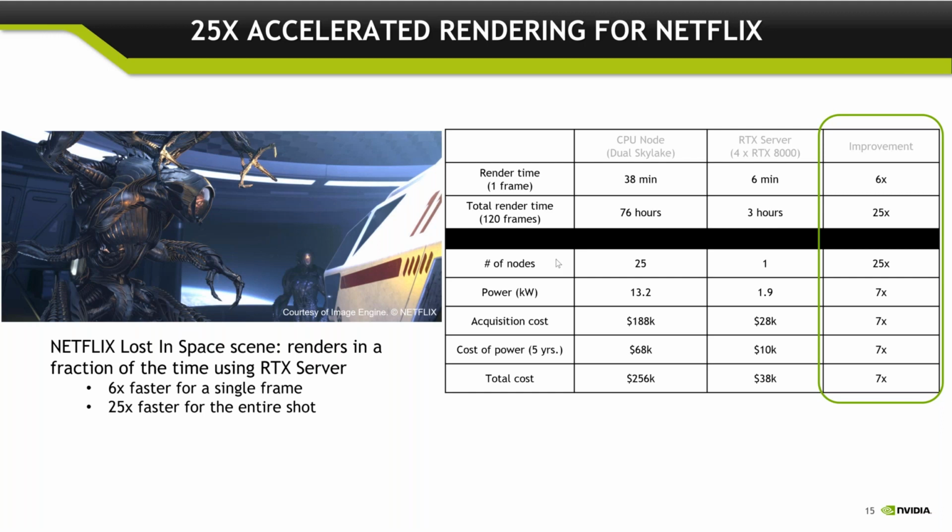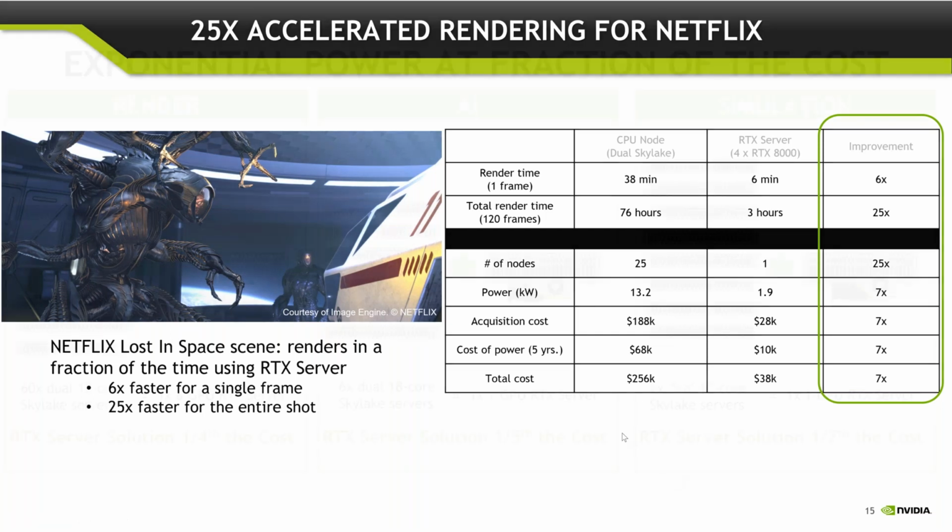And not just the time. If you look at the statistics below that, you can see that the number of nodes, the number of servers you have to manage, went down from 25 to 1. The power consumed by the whole setup went down from 13 kilowatts to 1.9 kilowatts. The acquisition cost, the power cost, all of that comes down. Your management nightmares go away when you reduce the number of nodes and put very strong GPU-enabled nodes into the render farm, right?